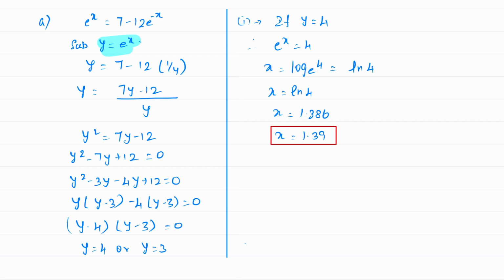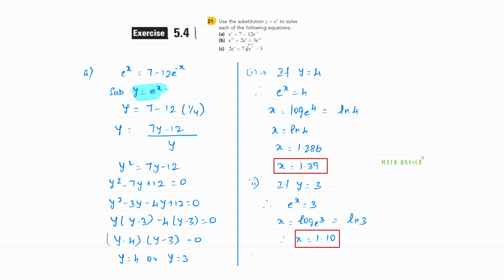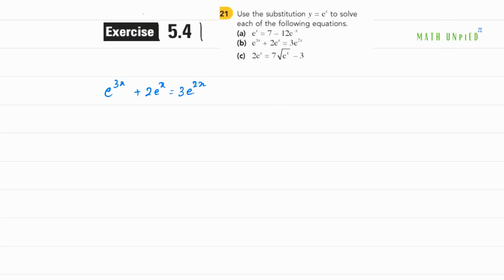Now let's do case 2, if y equals 3. Therefore e power x equals 3, or x equals log base e of 3, which is natural log of 3, and therefore x equals 1.10 if you substitute the value. So x can take two values, 1.39 and 1.10. So that's about it.